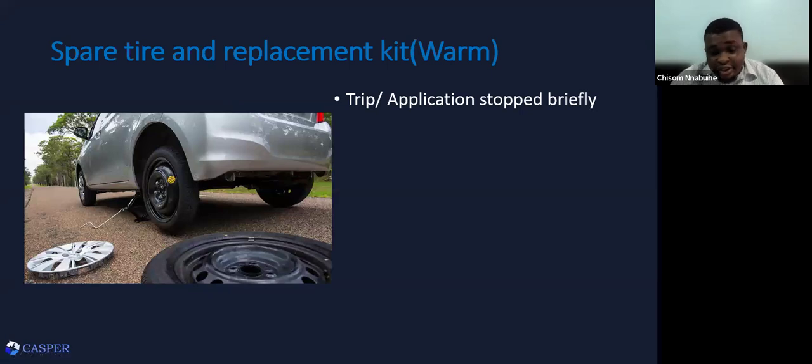So the next type is you have a spare tire and you also have a replacement kit. So you have all the tools you need to change your tire, which is better than not having a spare tire in this scenario.